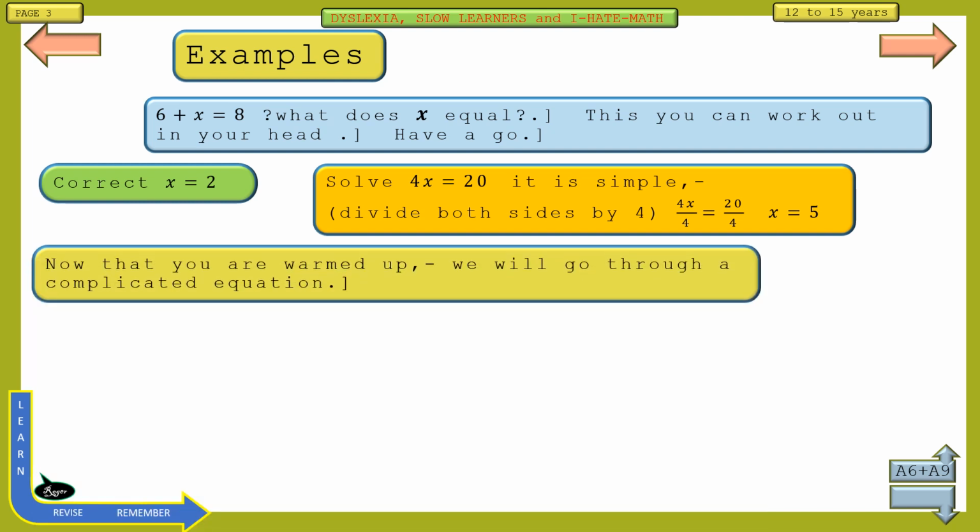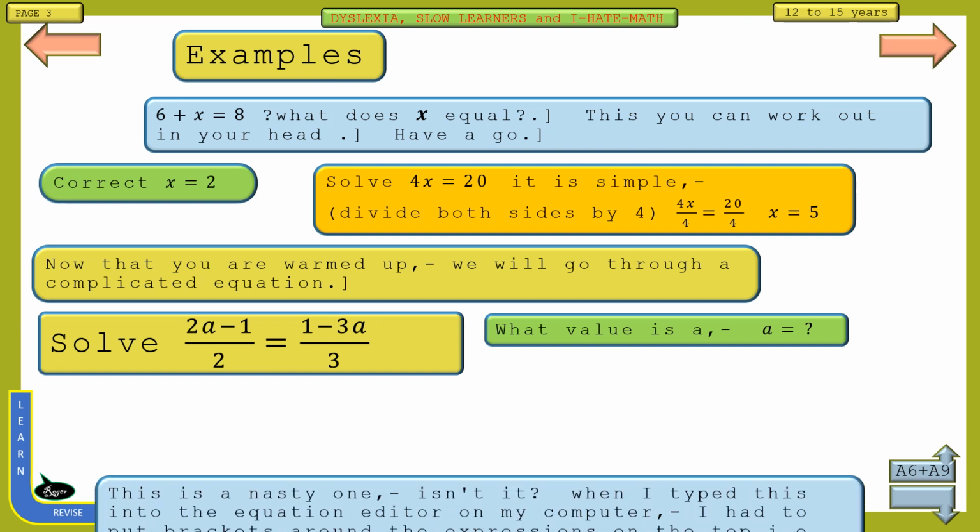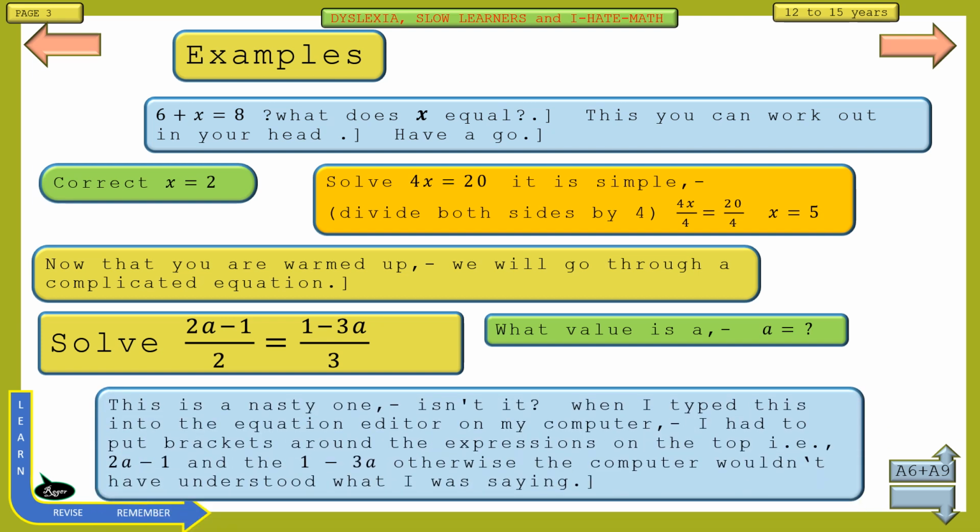Now that you are warmed up, we will go through a complicated equation. Solve (2a minus 1) divided by 2 equals (1 minus 3a) divided by 3. What is the value of a? So a equals something. We want a to be a number that makes the equation the same value each side. This is a nasty one, isn't it?